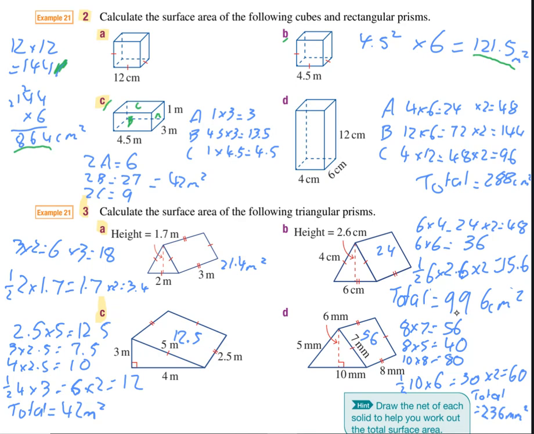So double the 3, you get 6. Double 13.5, you get 27. Double your 4.5, you get 9. And then you add all those numbers up, and you get 42 meters squared. Same thing in D, just doing it a little bit faster.